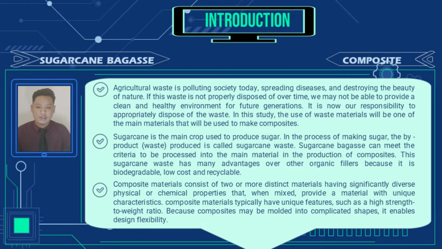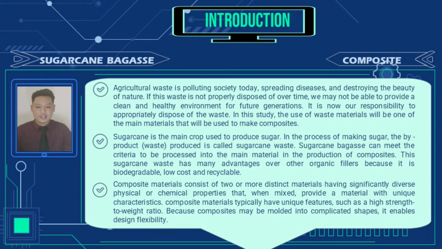In this study, waste material will be one of the main materials used to make composite. Sugarcane is the main crop used to produce sugar. In the process of making sugar, the by-product produced is called sugarcane waste. Sugarcane bagasse can meet the criteria to be processed into the main material in the production of composite. This sugarcane waste has many advantages over other organic fillers because it is biodegradable, low cost, and recyclable.